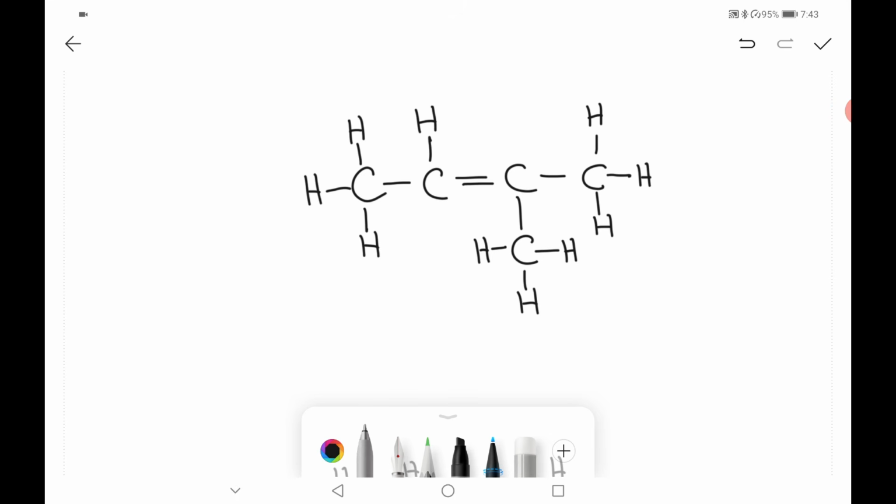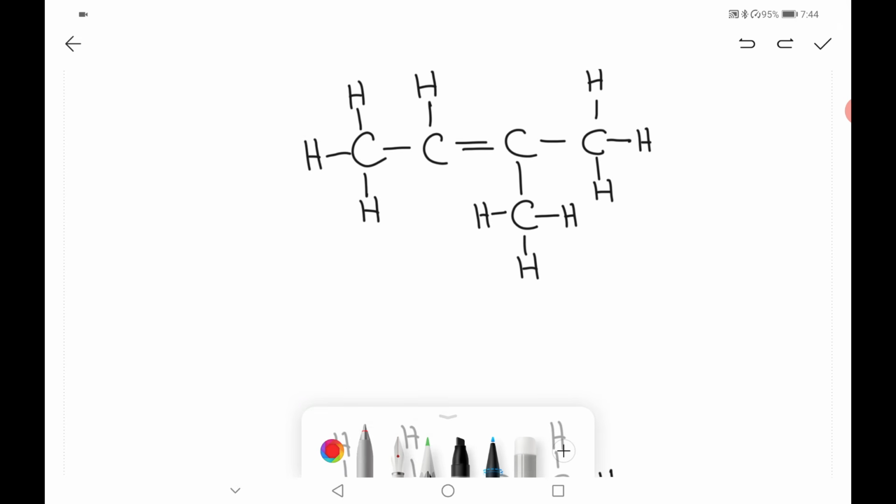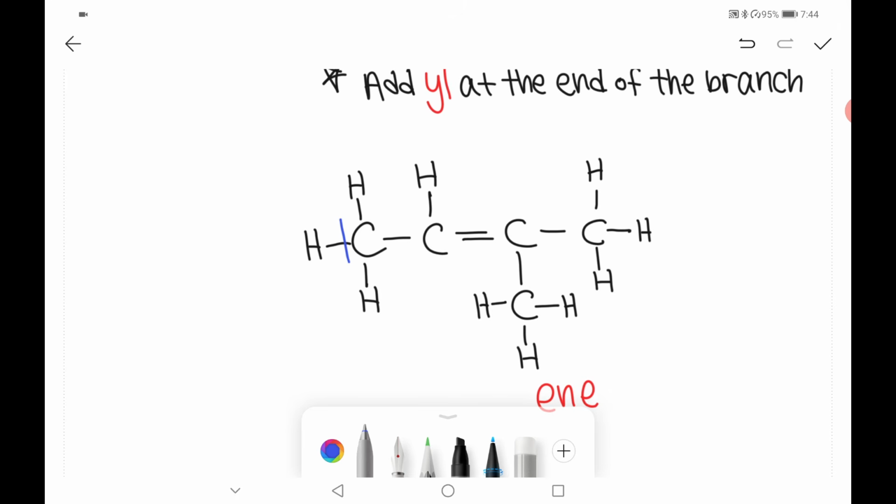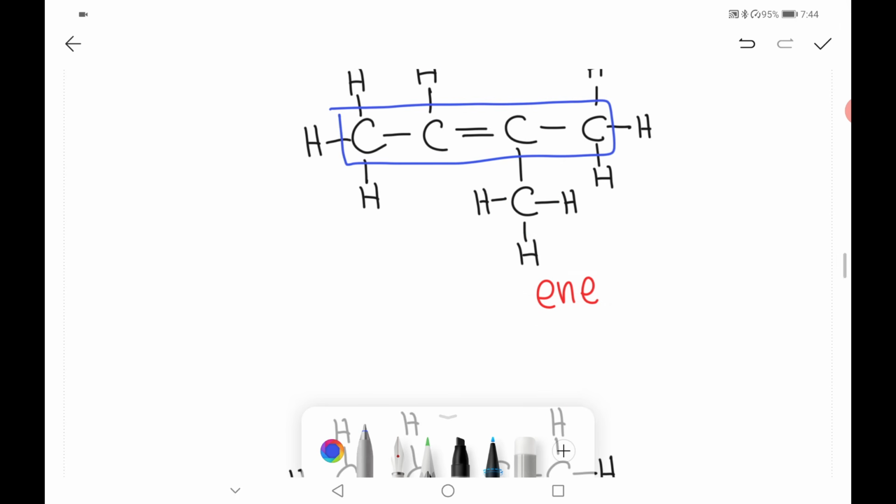For the first question, as you can see, there is a carbon-carbon double bond. When you see a double bond, you know this is an alkene. So when we have an alkene, the name will end with ene. After that, we find the longest continuous carbon backbone, which here is 4. You can choose these 4 or you can choose these 4, it doesn't matter, it's the same. So 4 carbon is called butane.